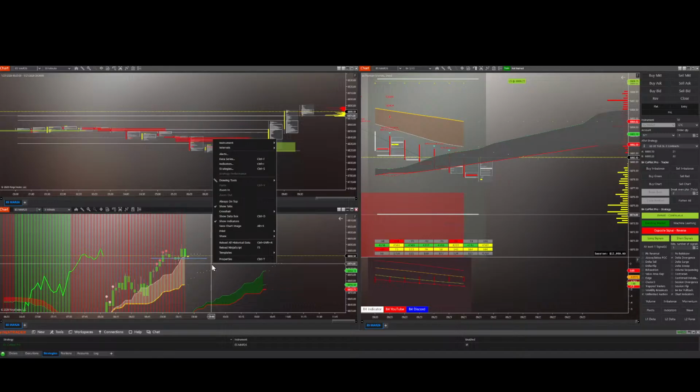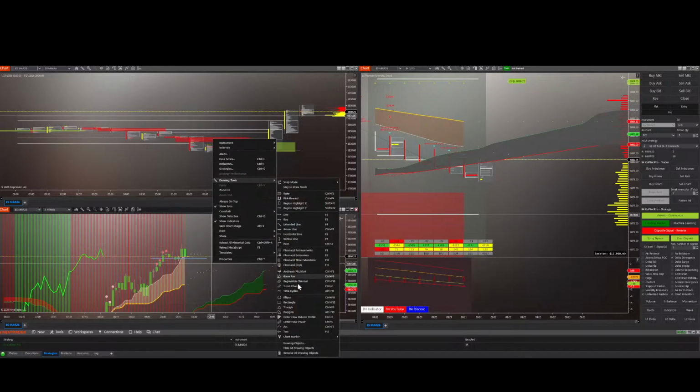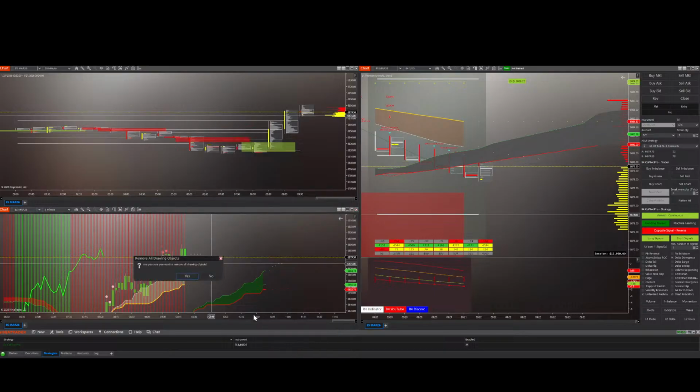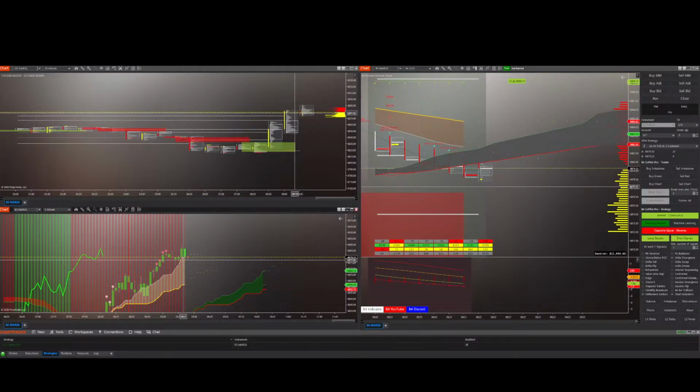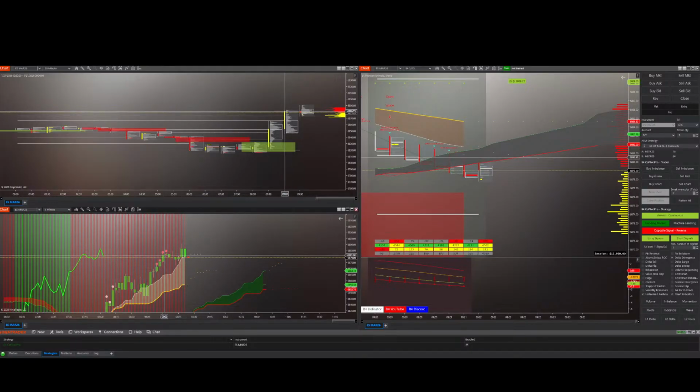I'm going to remove Stop filled. Drawings. Remove all drawings. Boom. Yes. I was showing one of our members how to guard with our kiss dots.